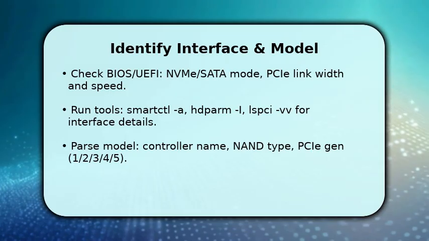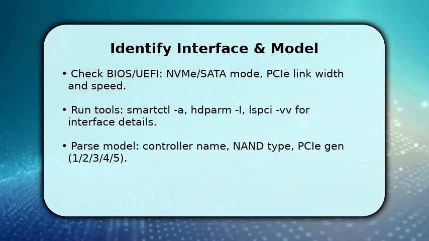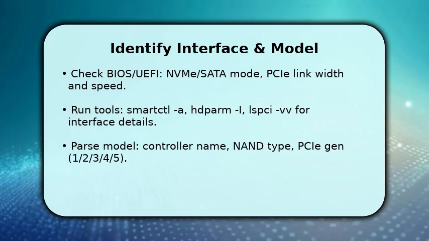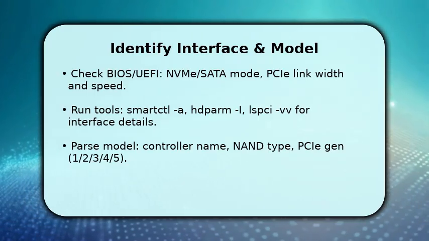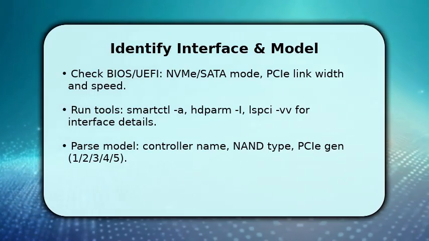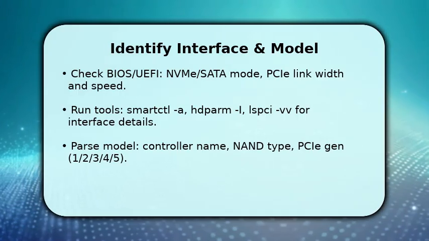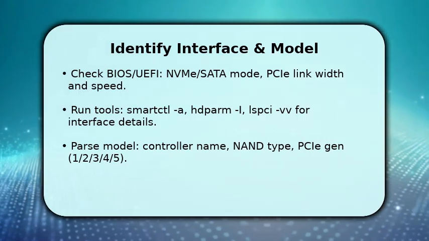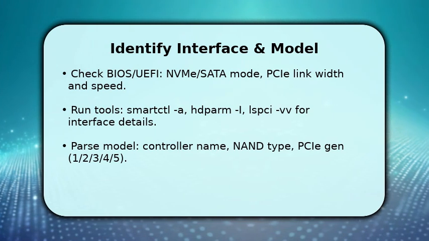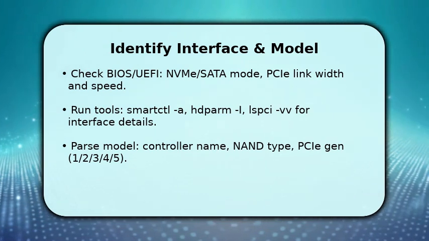Once done, inspect PCIe link speed and width to determine PCIe gen. Compare advertised controller model to vendor specs for NAND and controller generation. Make sure to note NVMe version, firmware, and any negotiated link speeds. These explain real-world performance versus rated.